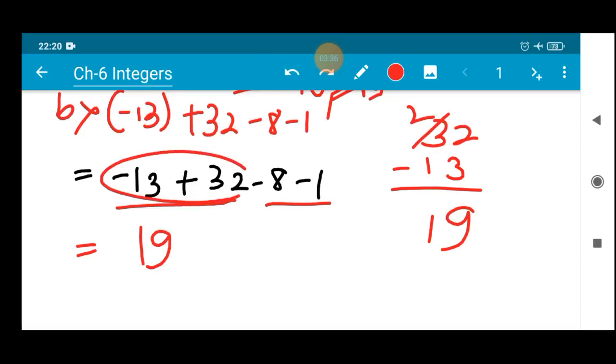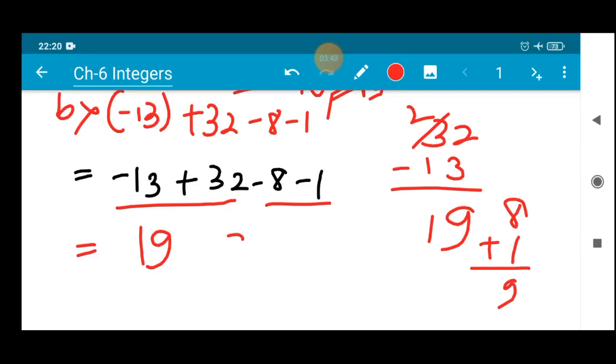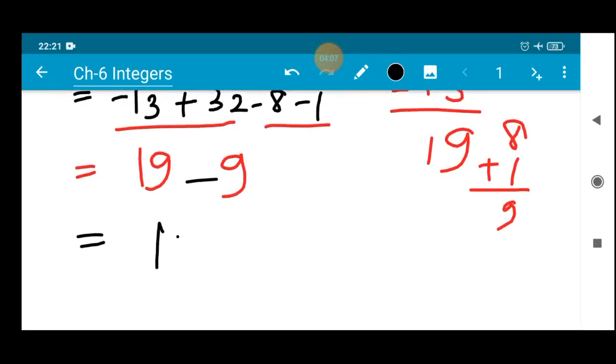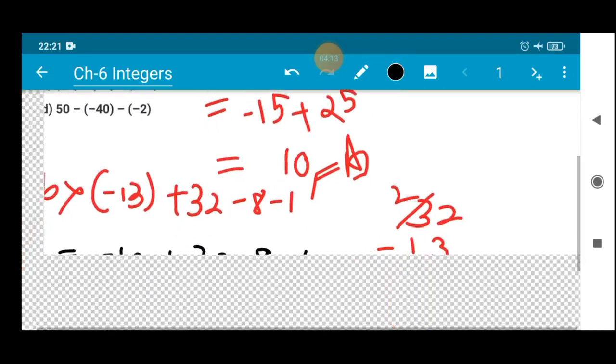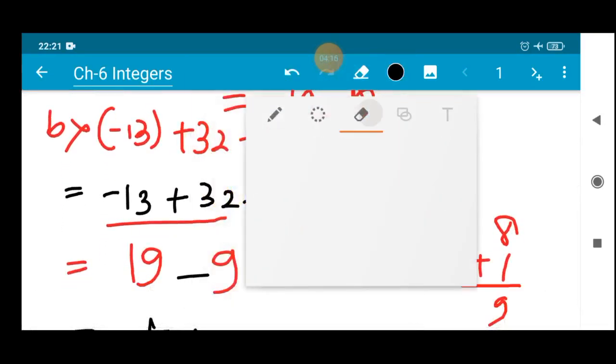Now we are over with this; remaining is this part. Minus minus is plus, so plus should be done. 8 plus 1 is 9, so 9 should be written. Now the question comes, what will be the sign, sir? Between minus 8 and minus 1, which number is greater? 8 is greater. 8 is carrying what sign? Minus, so minus should be given. So 19 minus 9 is 10, and the answer is 10. In both the cases we got 10 as the answer. Okay, so let me erase this part.